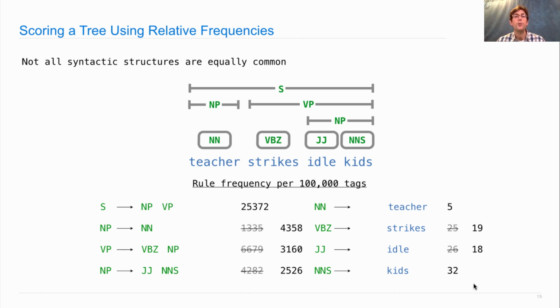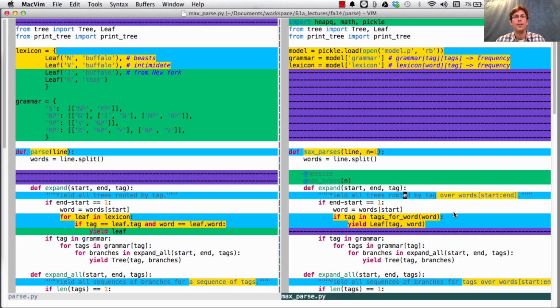So one way of choosing among different syntactic structures is just to multiply all these numbers together. And that gives you a sense of which syntactic structure uses pieces that are more common in the English language. I'm not going to walk through all of the code that does that, but I'll show you how similar it is to what we already wrote.